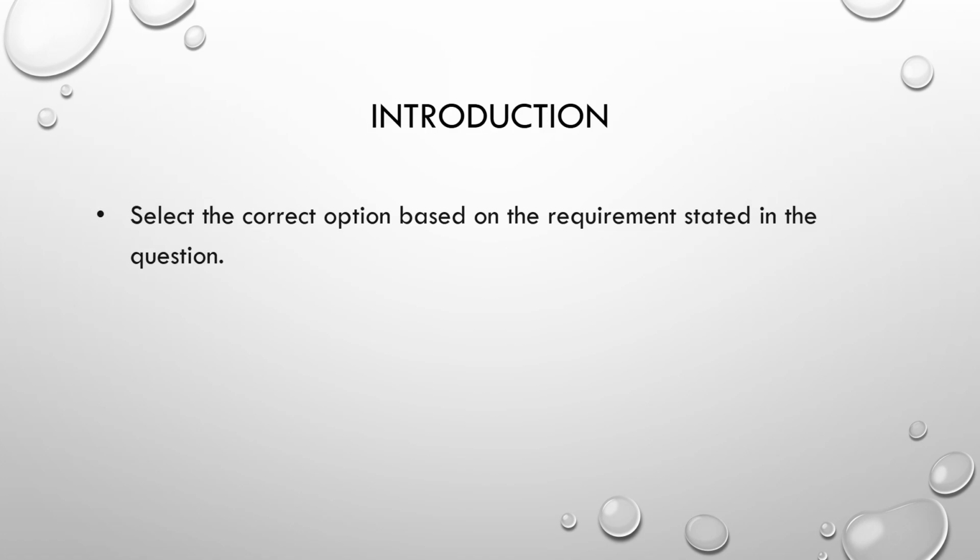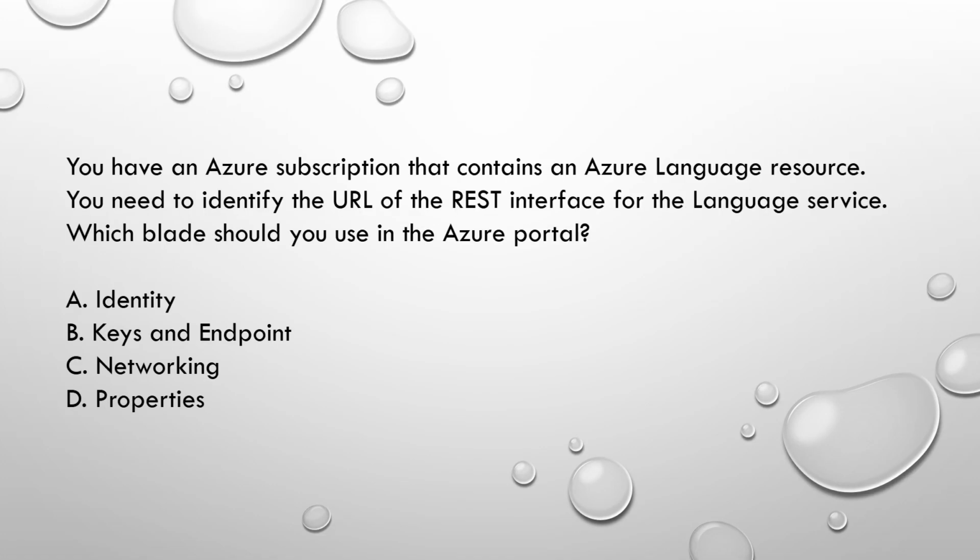The format is, we have to choose the correct option based on the requirement given in the question. You have an Azure subscription that contains an Azure language resource. You need to identify the URL of the REST interface for the language service. Which blade should you use in the Azure portal? Identity, keys and endpoint, networking, properties.